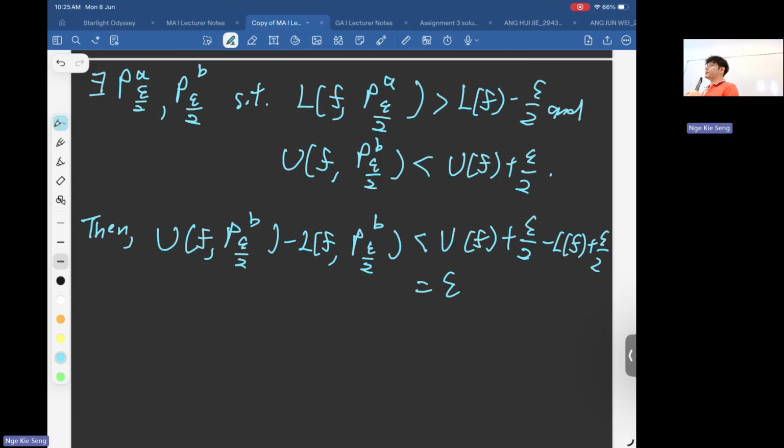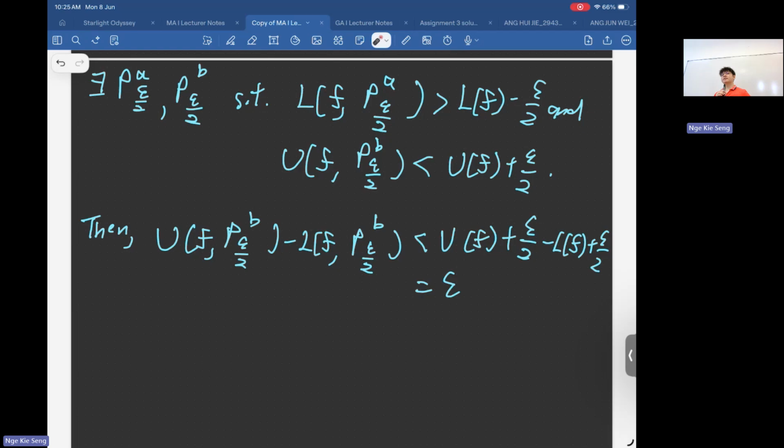Okay, so I indeed get something less than epsilon, but then it's not good yet, right? Because my P epsilon might be different. These two might be different. So what can we do here? What do you think? Union. So union means what?